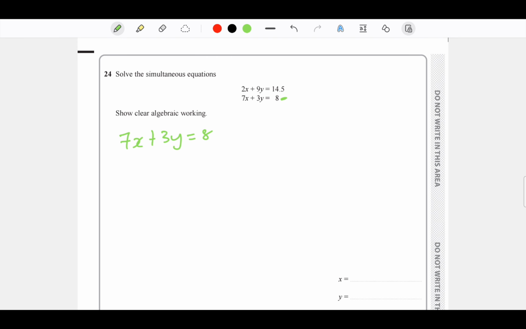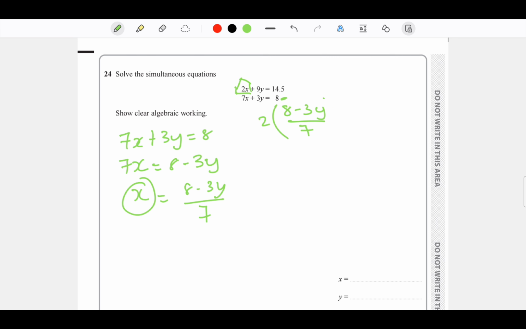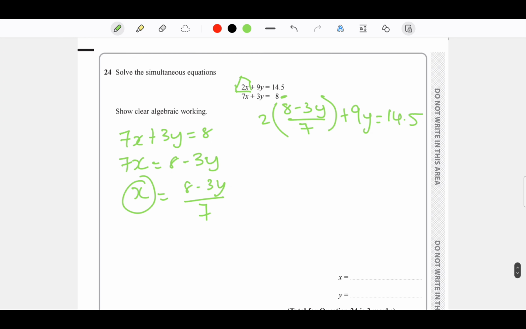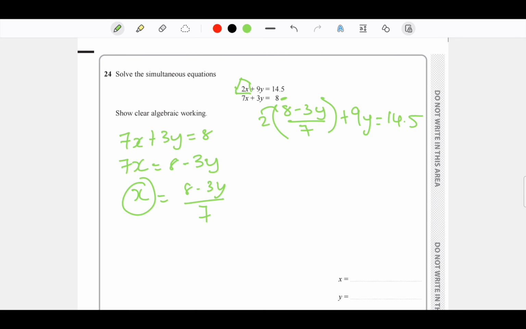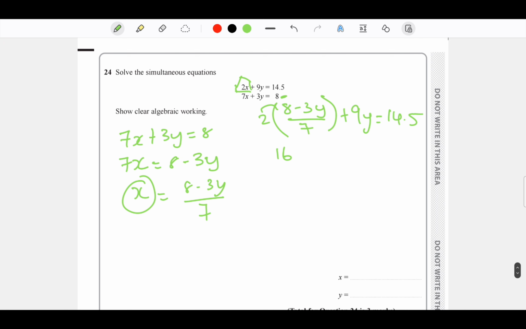I'm going to move everything apart from x to the right. 7x would equal 8 minus 3y. x would equal 8 minus 3y over 7. Then we're going to place x into the first equation. So this would equal 2 brackets 8 minus 3y over 7, plus 9y equals 14.5. I'm going to multiply the 2 in first. That would make it 16 minus 6y over 7 plus 9y equals 14.5.